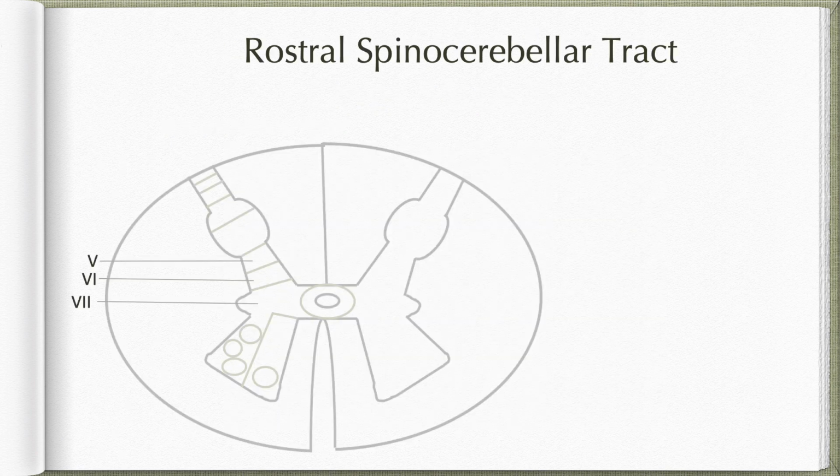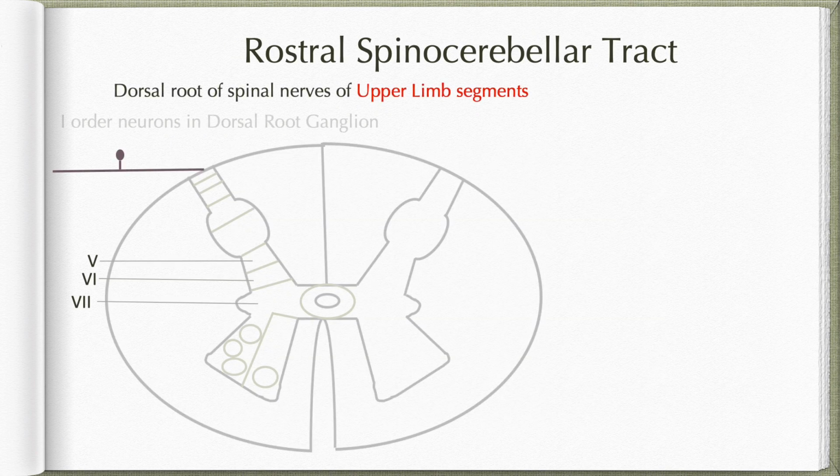Now coming to the rostral spinocerebellar tract, again, these fibers are type 1A, 1B or type 2 fibers. They have their cell bodies located in the dorsal root ganglion, and they enter the spinal cord through the medial stream of dorsal root, similar to the anterior spinocerebellar tract, but these fibers are present only in the upper limb segment levels.